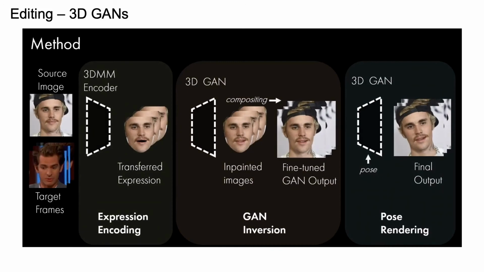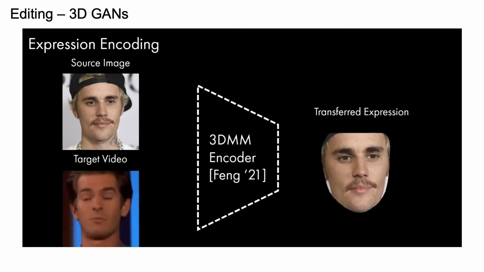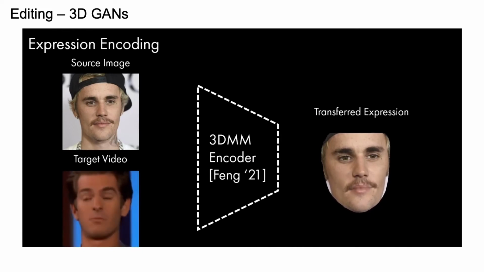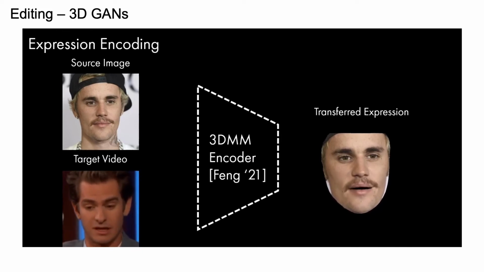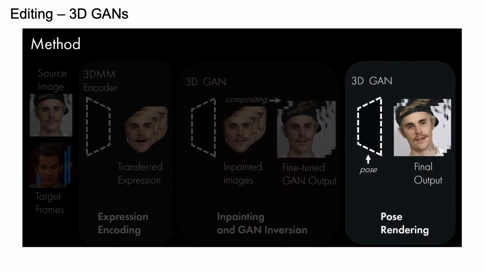The method consists of expression encoding, 3D GAN inversion, and pose rendering. First, the expression of the target image frames are transferred onto the source image using a 3D morphable model. A pre-trained encoder network predicts a textured mesh that is manipulated using the detected expressions of the target video frames. Then, GAN inversion inpaints missing regions, such as the mouth. These images are then composited onto the original image and embedded into the GAN latent space. Finally, the pose predicted by the 3D morphable model encoder allows us to re-render the output at the correct pose.